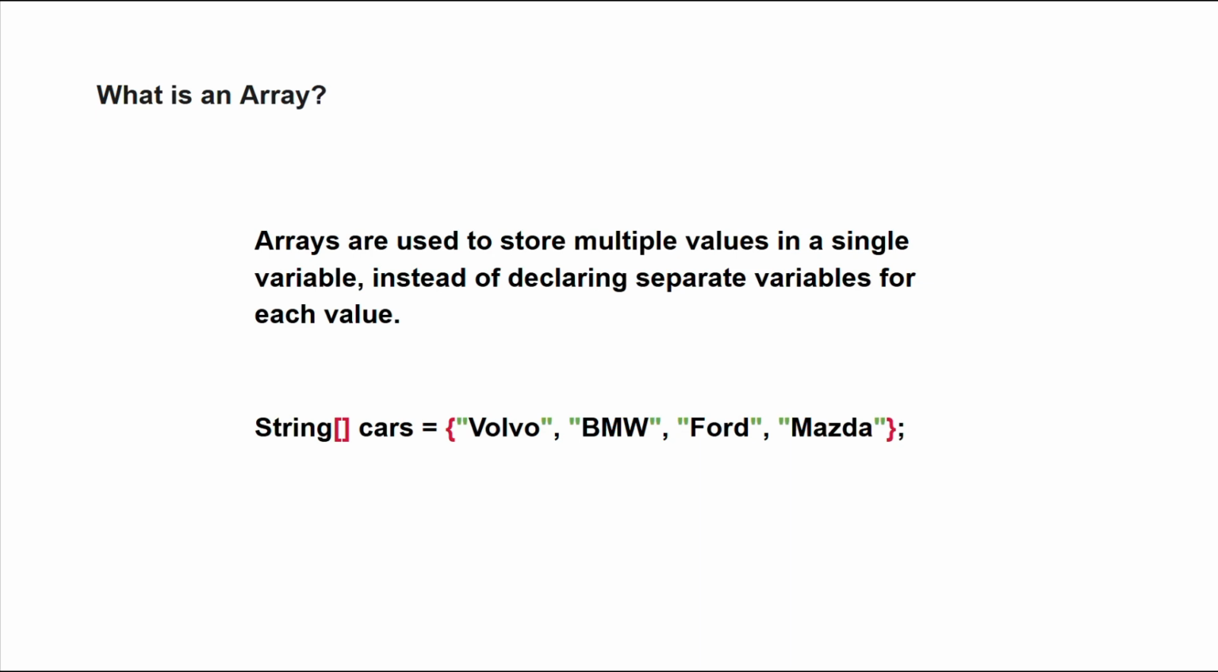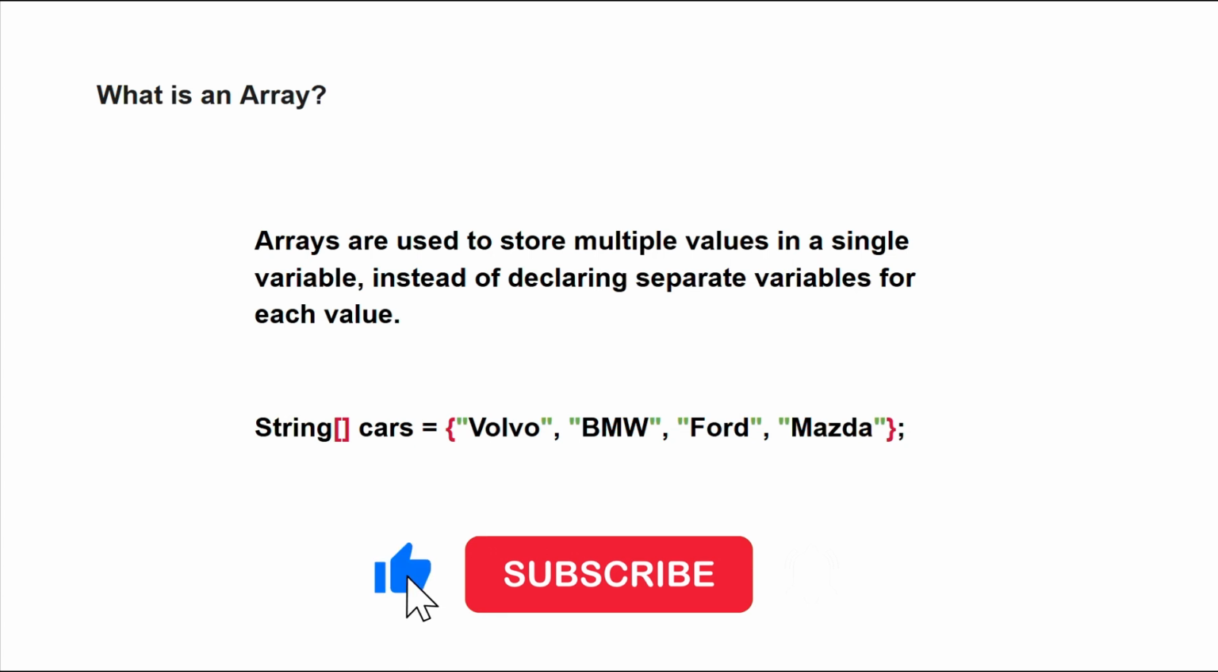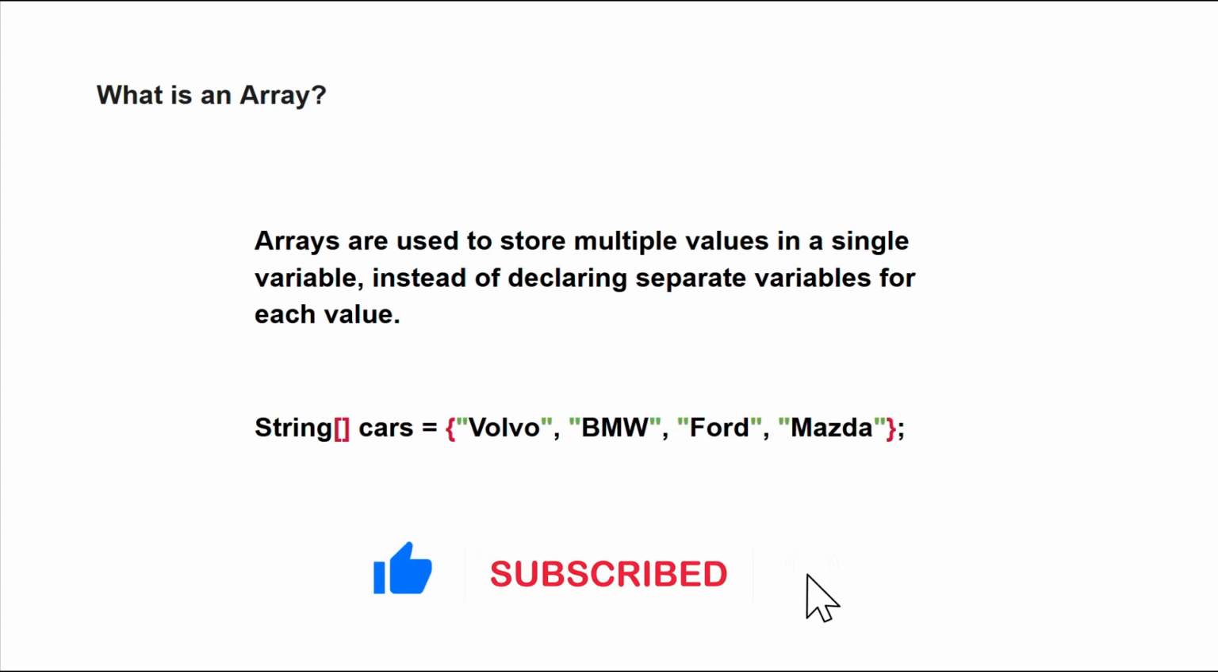What is an array? An array lets you store multiple values in a single variable instead of declaring separate variables for each value. Here's an example of an array that stores car brands. This creates an array with 4 string elements, much cleaner than having 4 separate variables.